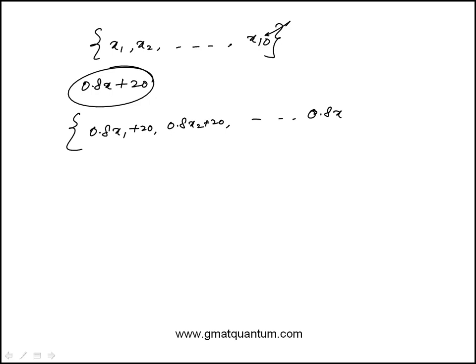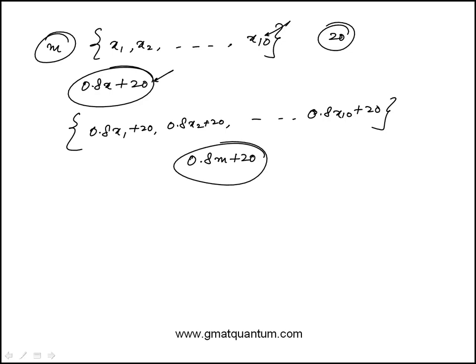And the question is, what happens to the standard deviation once you do this adjustment? So the original standard deviation is 20. So if the original mean was m, what will happen is the new mean would be 0.8m plus 20, because you're going to be adding all these up, dividing by the number of terms, and you'll get a multiplier of 0.8 on the mean, and the 20 you're adding stays the same.